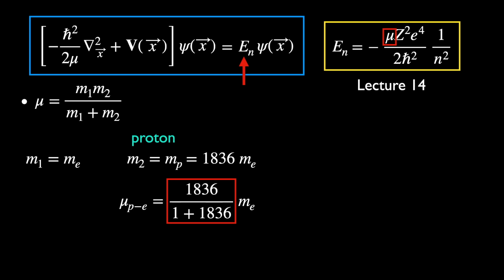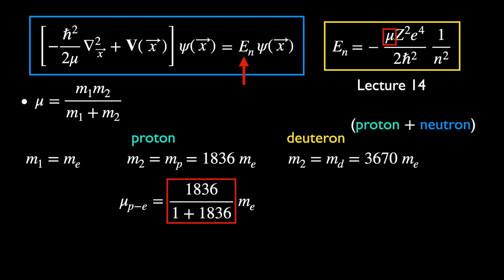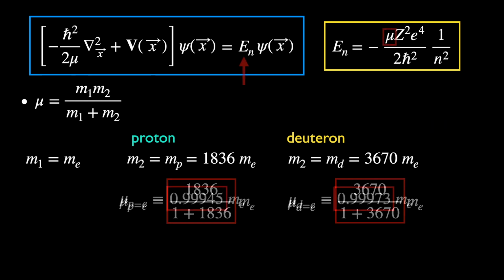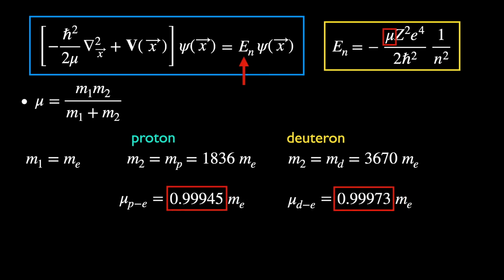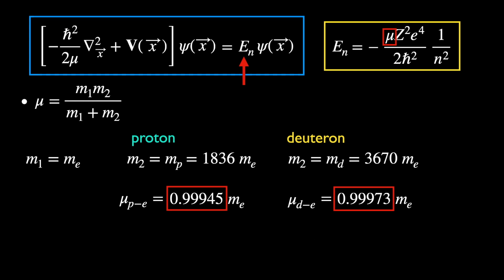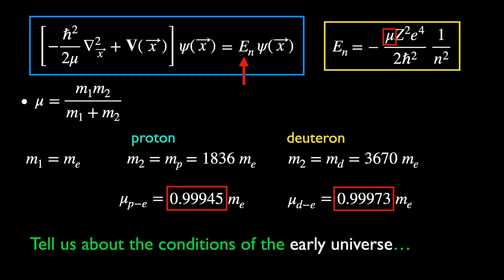In the case of a different hydrogen isotope, the deuterium atom, the nucleus is a deuteron, which is one proton plus a neutron. This gives a slightly different reduced mass. This is enough to cause a measurable shift in the spectral lines of the two isotopes relative to each other, and allows astronomers to determine their relative abundance in the interstellar medium. This in turn tells us something about the conditions of the early universe when these isotopes are formed.